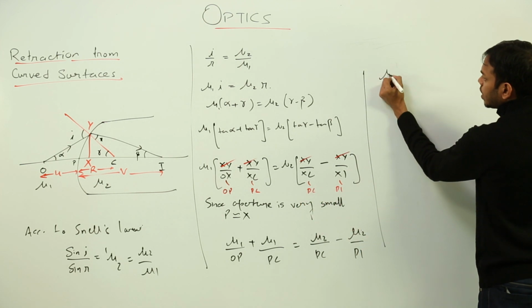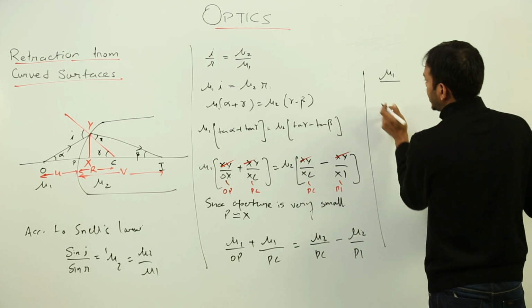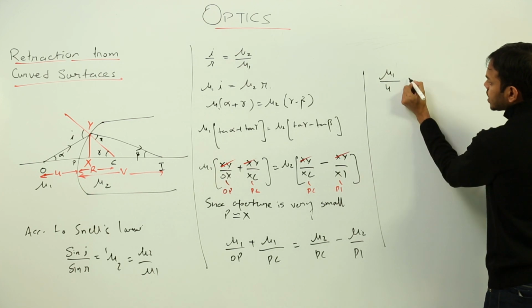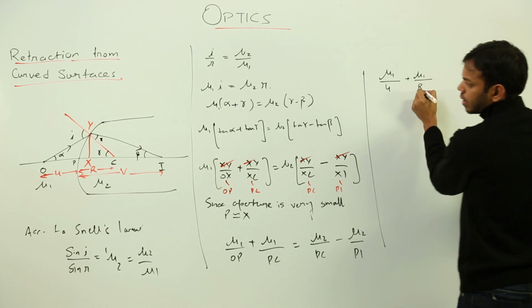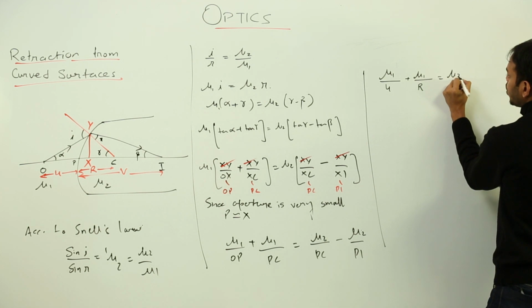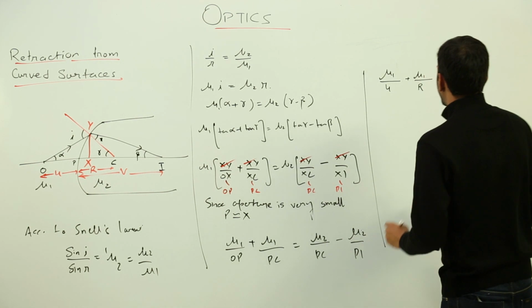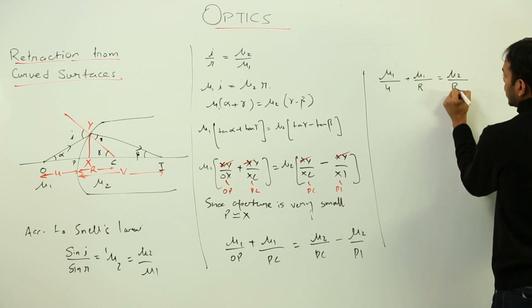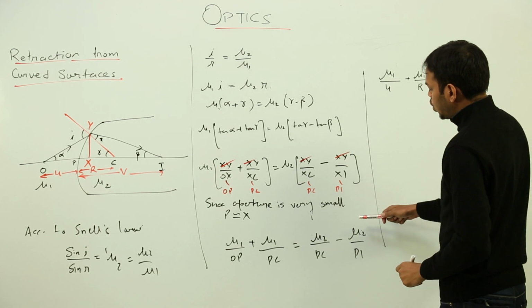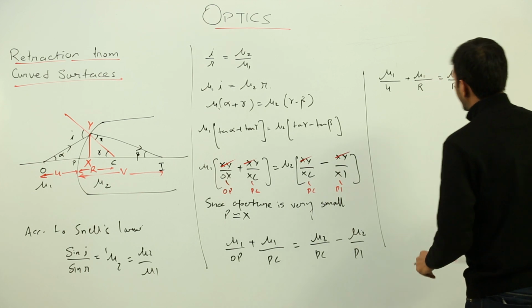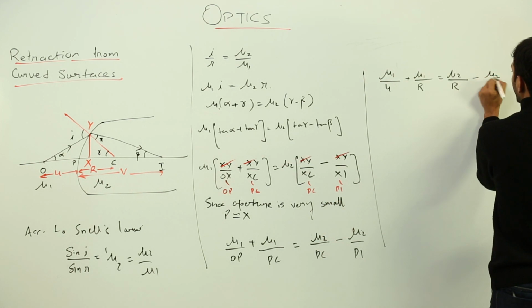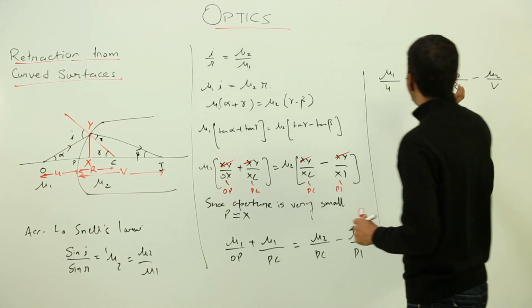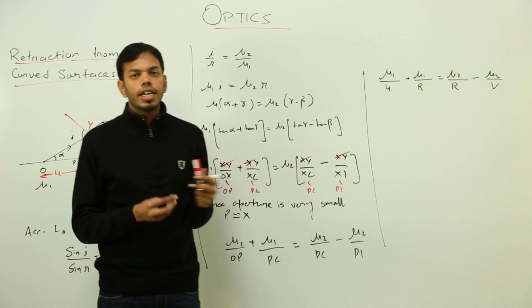Mu1 upon OP, OP is u, plus mu1 upon PC, which is r, is equal to mu2 upon PC, again r, minus mu2 upon PI, which is v, so mu2 upon v. Now I intentionally made one mistake in this statement. Can you figure it out?